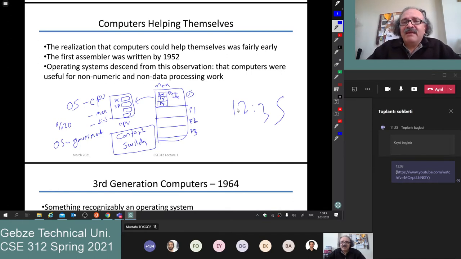Before that, what is the name computer? Computer means that it computes, right? What does it compute? It computes the trajectories of the bullets. That was the idea. That's why they are called computers, okay?